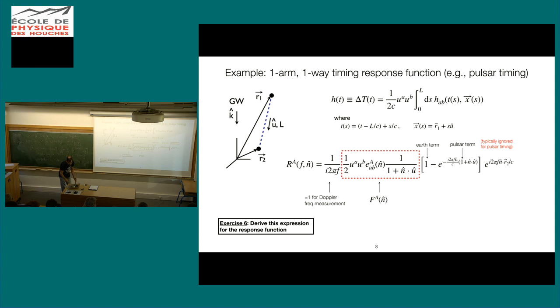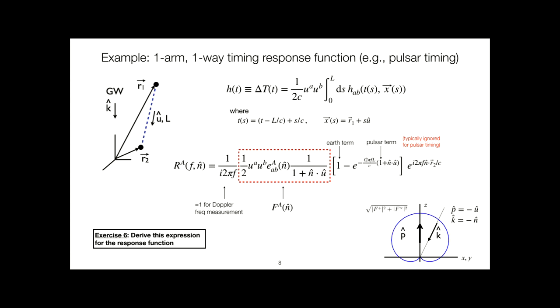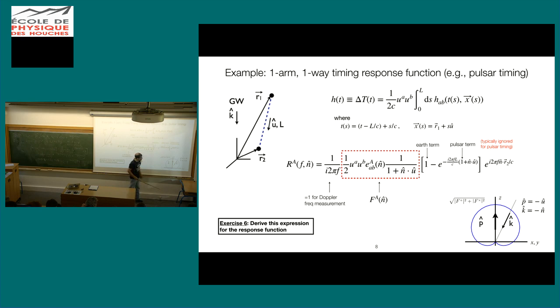And if we plot the square root of F plus squared plus F cross squared, we get something like this. It's rotationally symmetric around this particular axis here. You could think of that as the beam pattern function, if you will, for a pulsar in this direction, say in the direction north, vertically up, for a gravitational wave propagating in that direction given by k hat. So again, in the notation that I'm using, n hat is minus k hat, and p, the direction to the pulsar, is minus u, the direction in which the radio pulse is propagating.